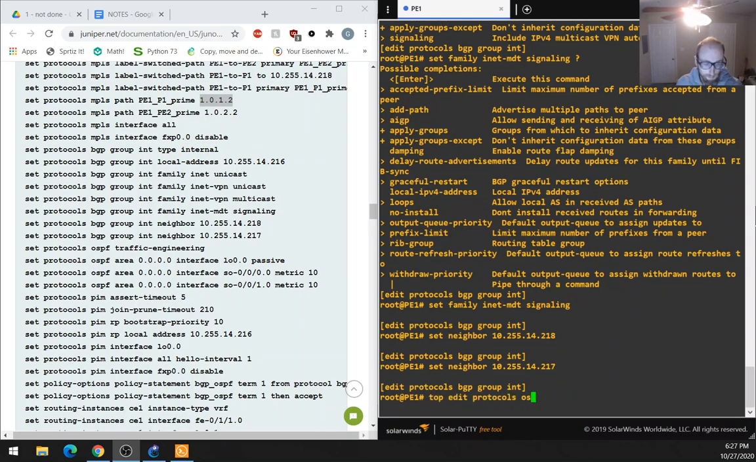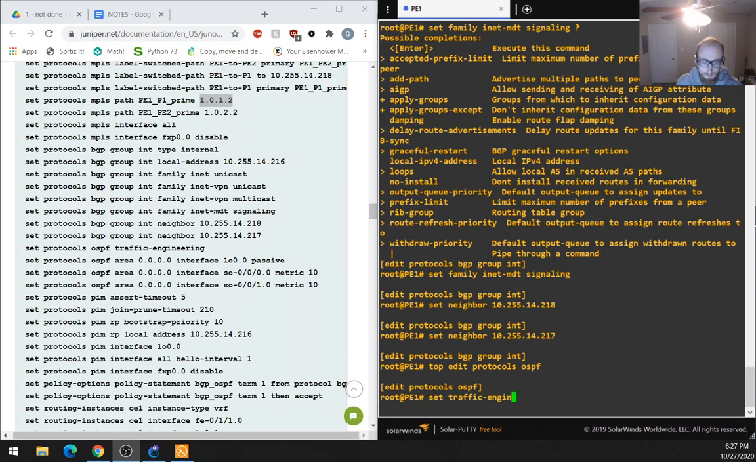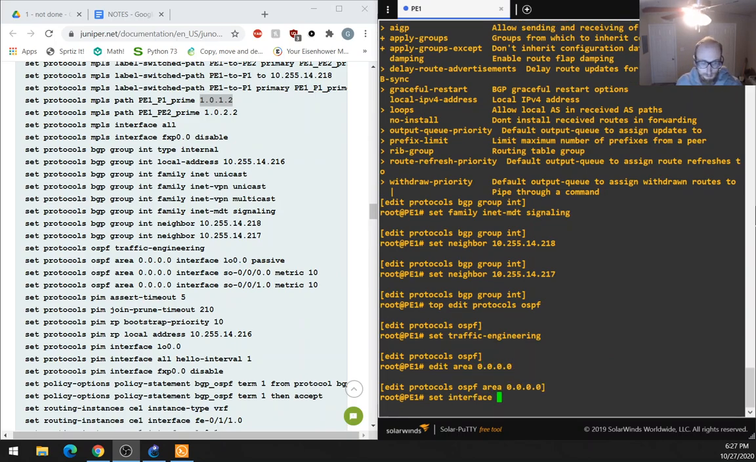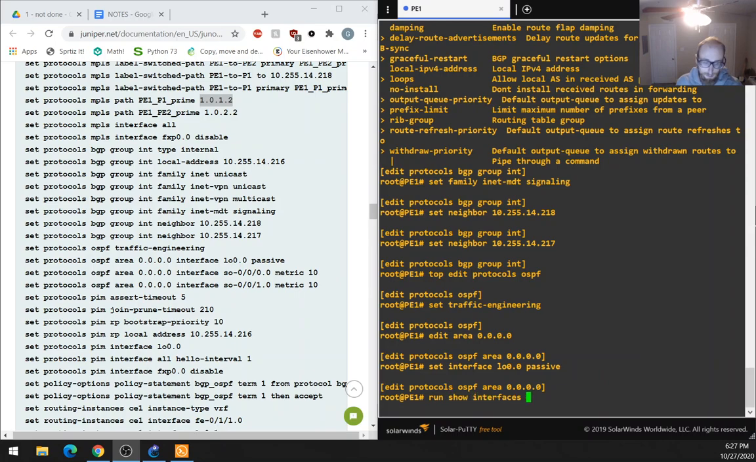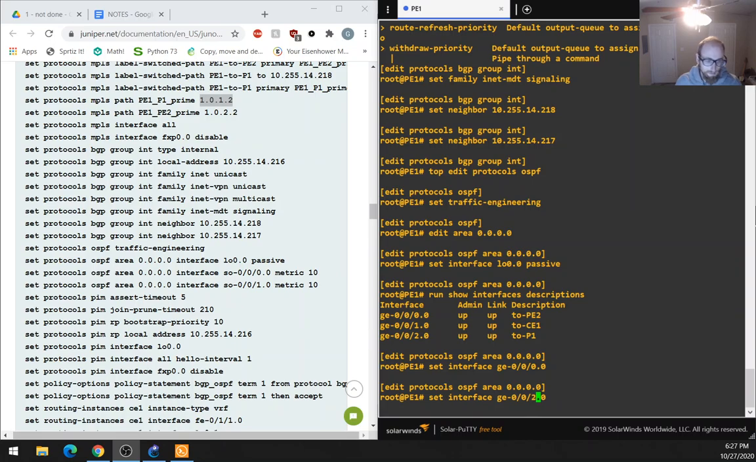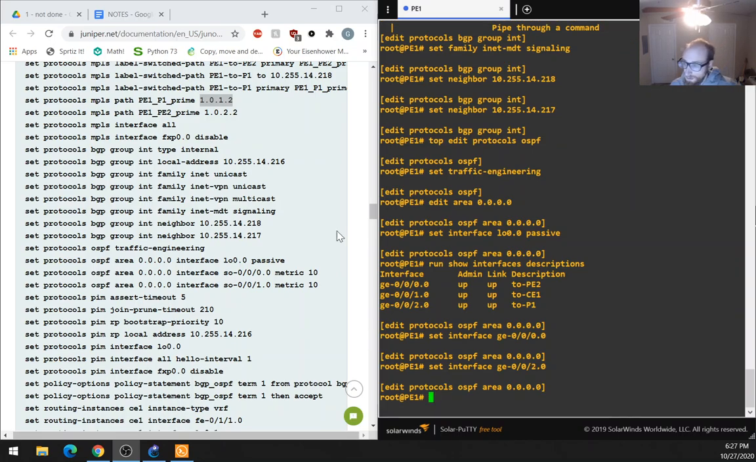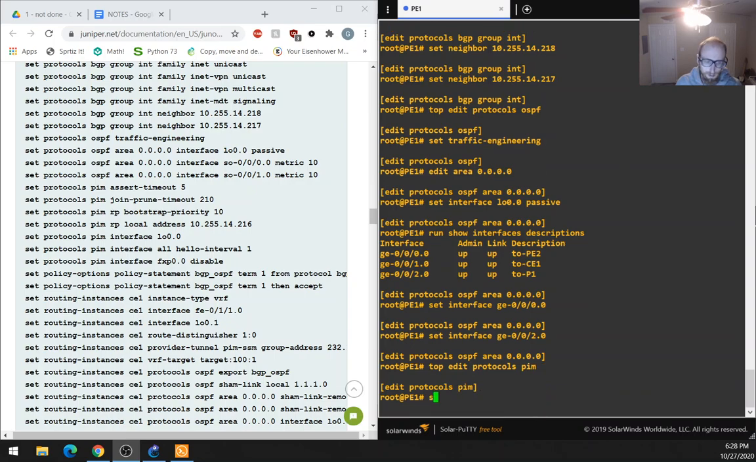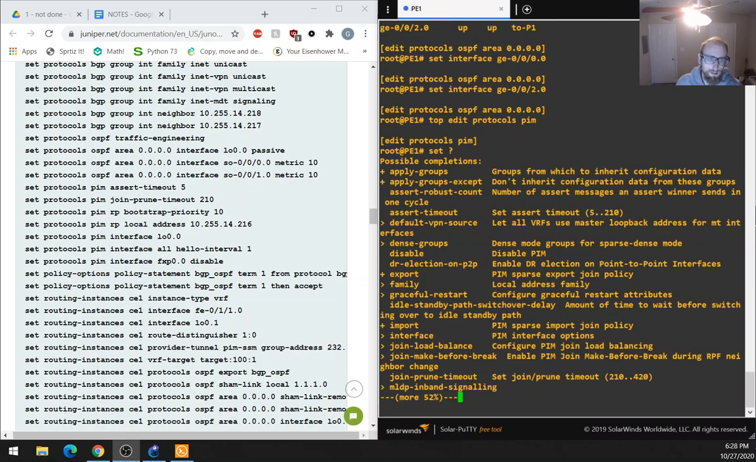Okay, time for protocols OSPF. Okay, so just like our other protocols, this is going to be the core-facing links. Okay, so next is going to be configuring PIM, which is Protocol Independent Multicast. Okay, so we've got a number of things we can do here. We're going to set the assert timeout.